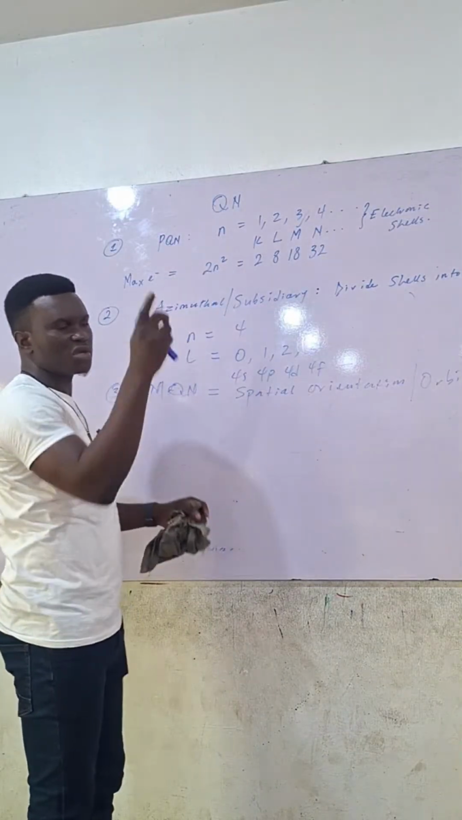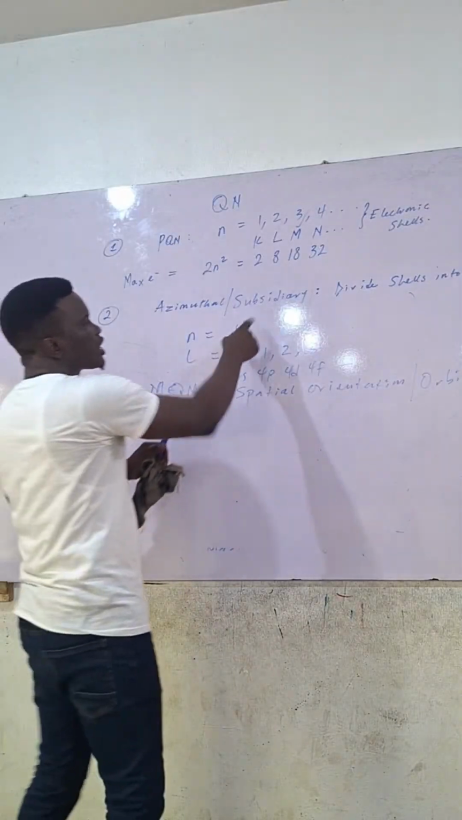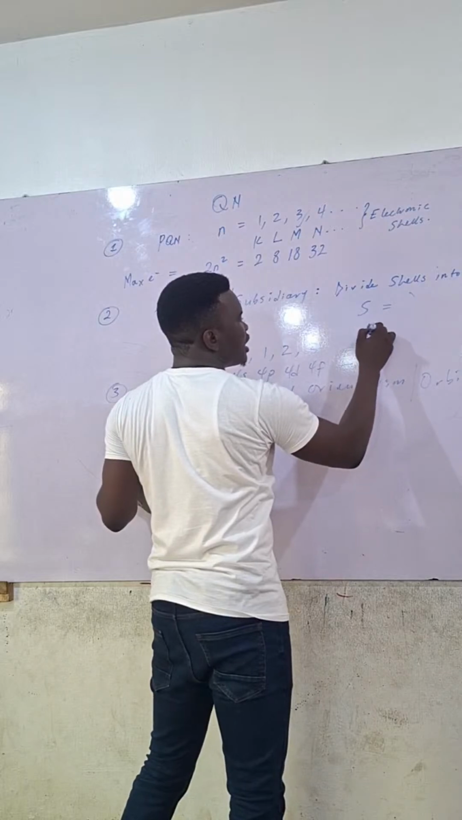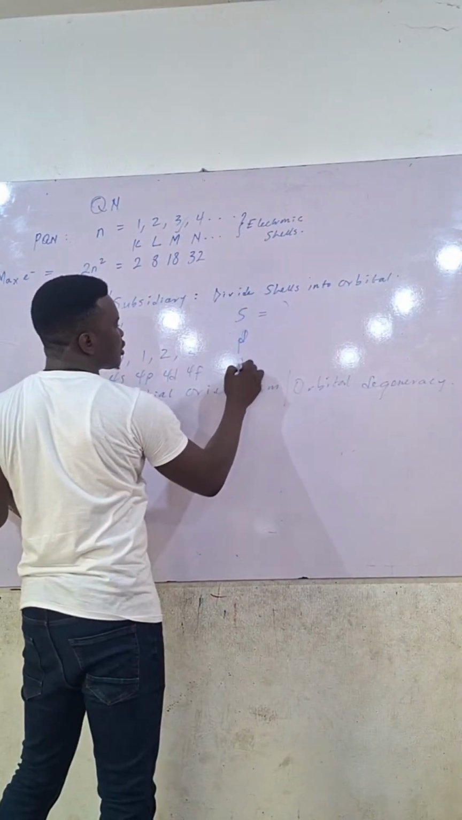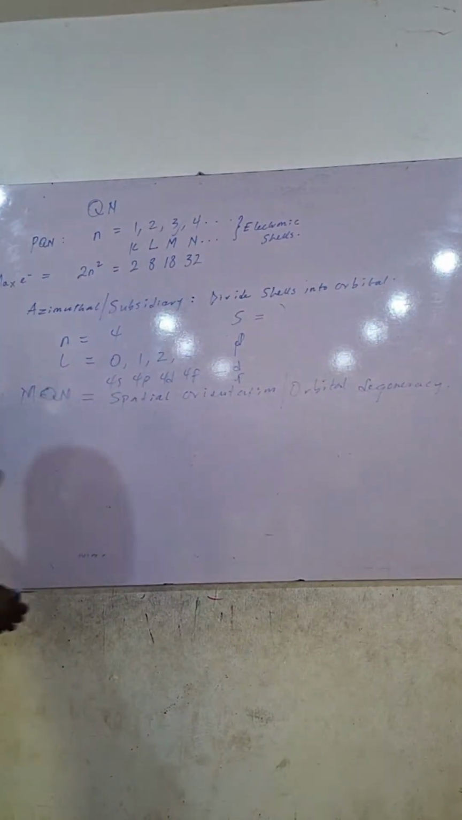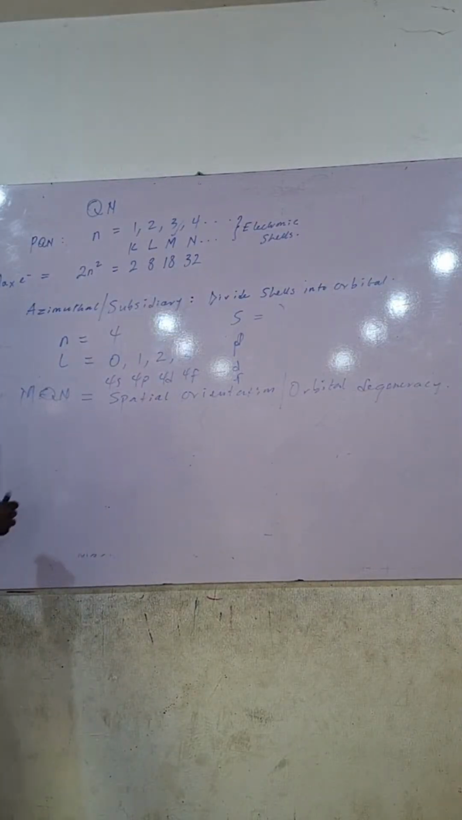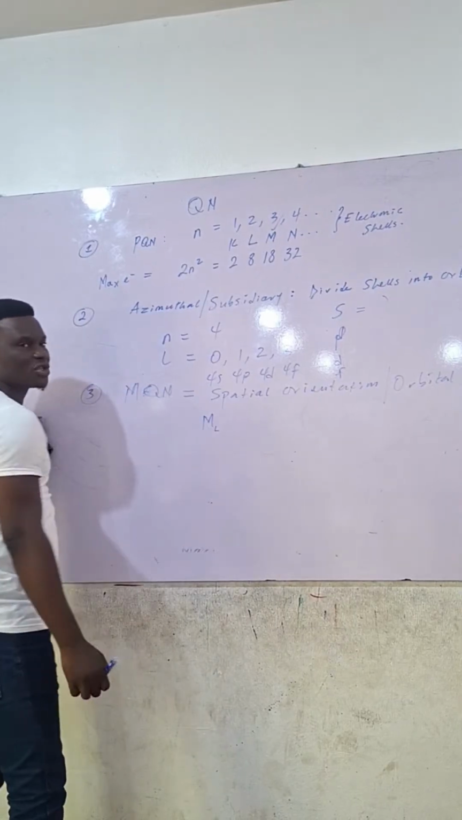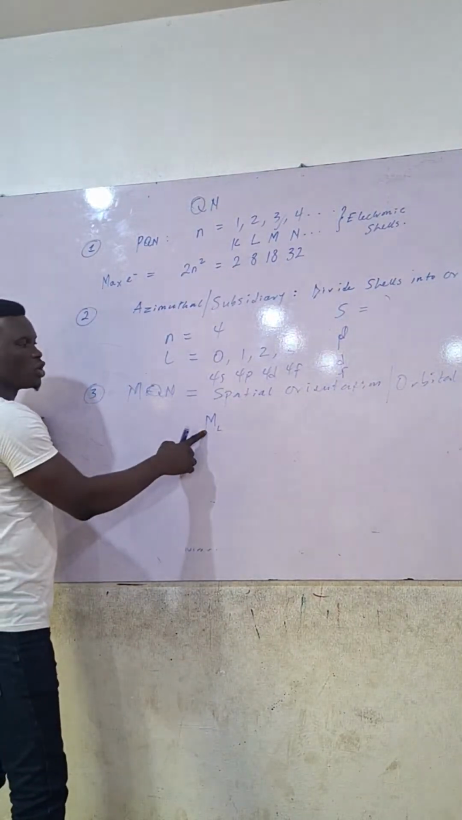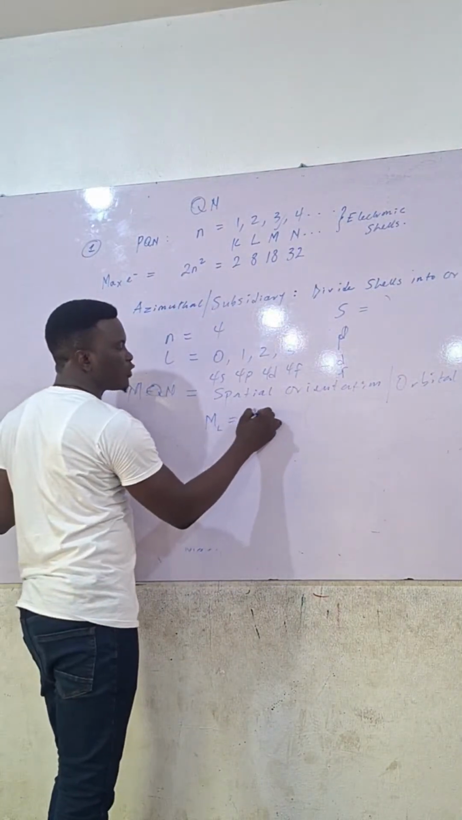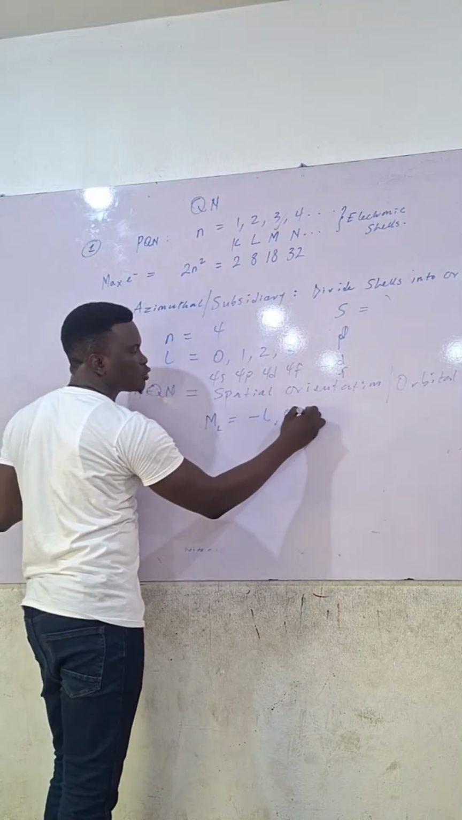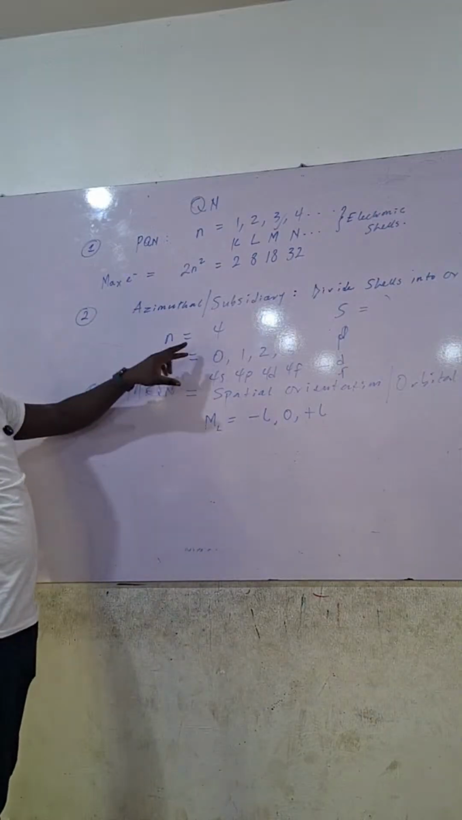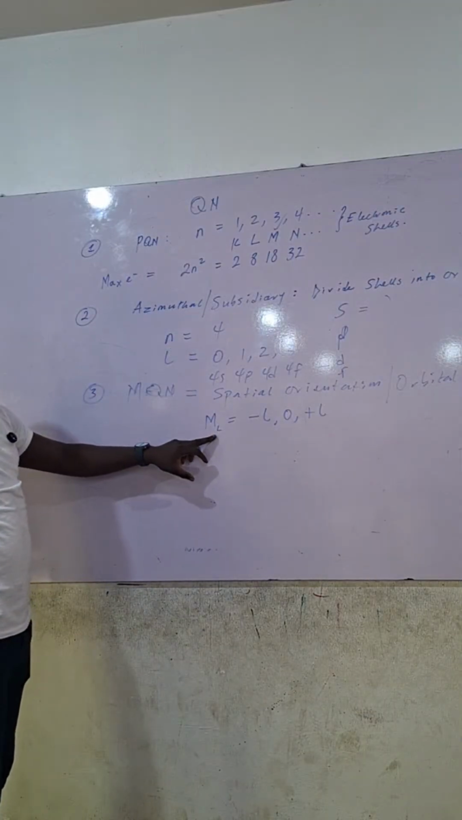And the way the shapes are and all of those things. But don't forget that S has its shape. Spherical, dumbbell, double dumbbell, complex. So let's look at this. This one is denoted as M sub L, the magnetic quantum number. It gives values from minus L through 0 to plus L. So whatever the value of L is, that determines what ML will be.